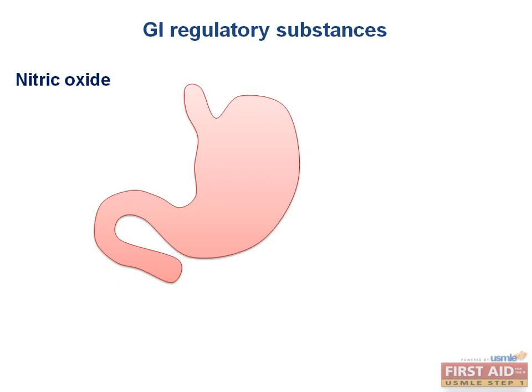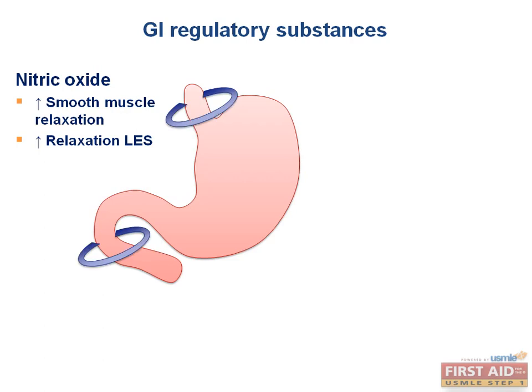Okay, we just have a few more to go. Nitric oxide is responsible for smooth muscle relaxation, including at the lower esophageal sphincter. You're probably more familiar with its role in cardiovasculature. The clinical correlation is that without NO secretion, you may develop achalasia.